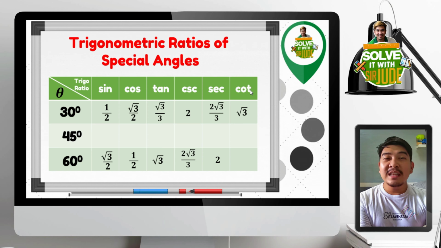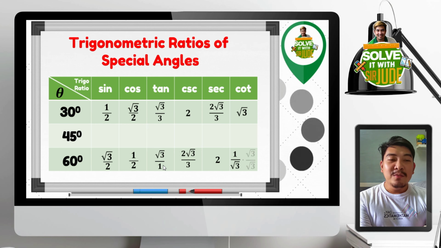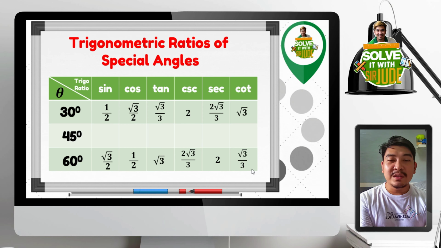And then the last one is cotangent. Cotangent is the reciprocal of tangent. Tangent 60 degrees is square root of 3. But take note that this square root of 3 has a denominator of 1. By getting its reciprocal, we will get cotangent 60. So let us get the reciprocal. We now have 1 over square root of 3. By rationalizing this fraction and simplifying, we now have square root of 3 over 3.